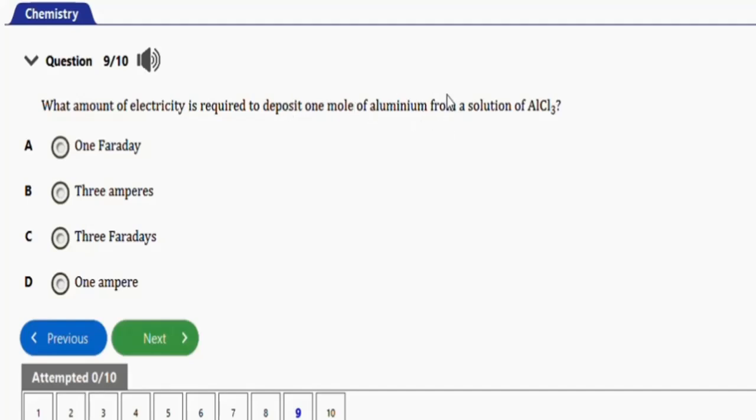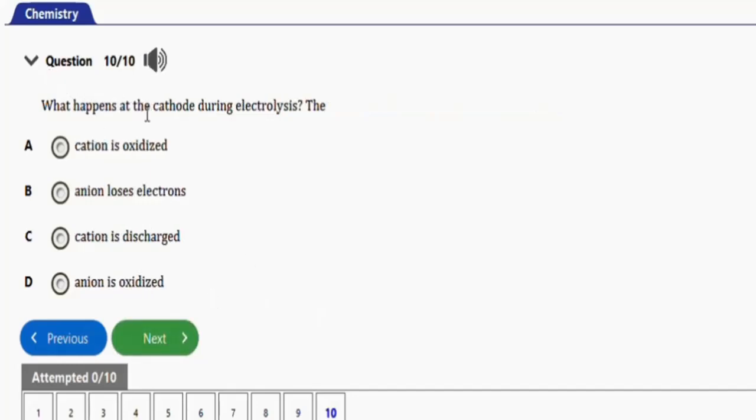It says what amount of electricity is required to deposit 1 mole of aluminium from a solution of aluminium chloride? It says to be 3 faradays. Okay, option C. Last question to end this video will be this one.